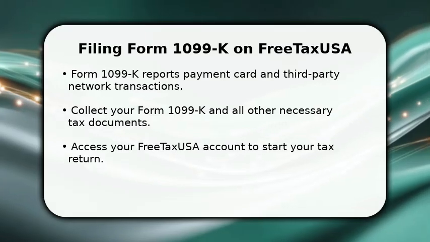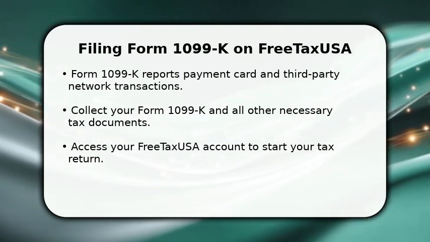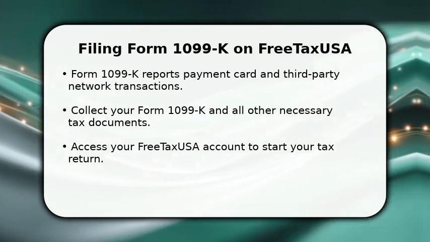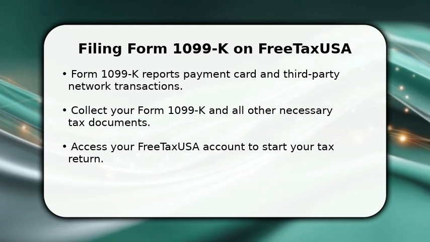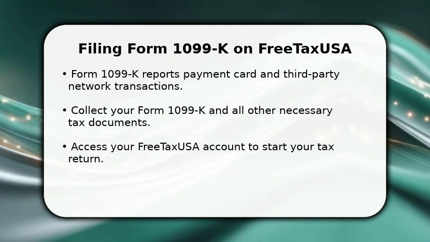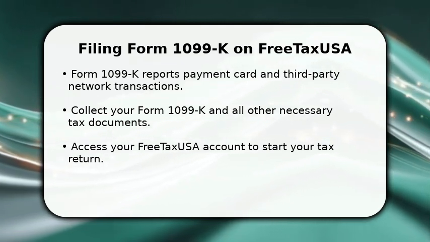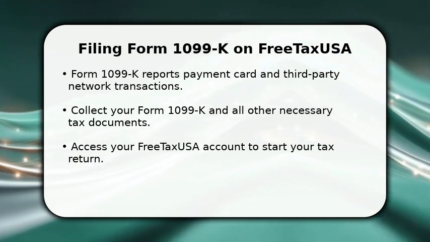In this video, I will explain how to file Form 1099K on FreeTaxUSA. First, ensure you have your Form 1099K ready, which details payment card and third-party network transactions. Log into your FreeTaxUSA account and navigate to the Federal section. You'll want to find the income entry area to begin inputting your information.